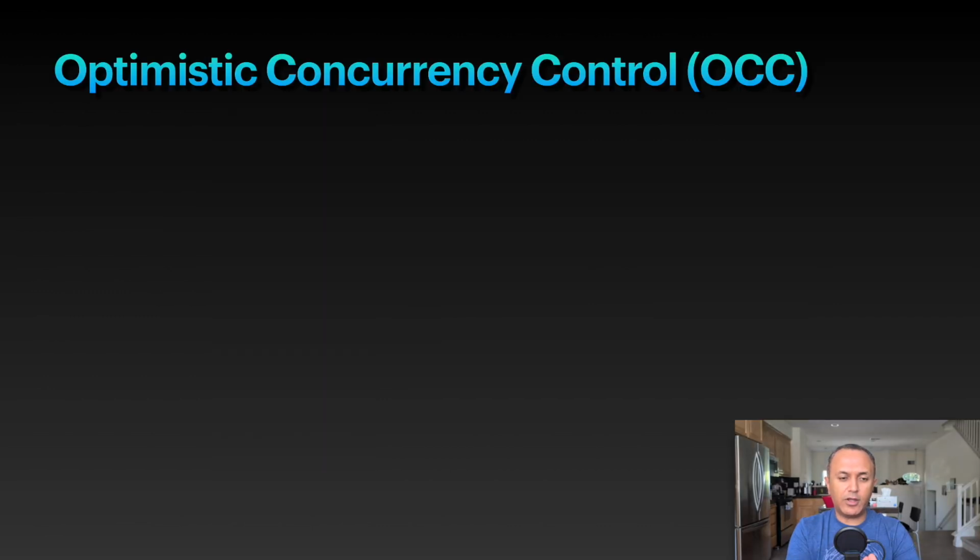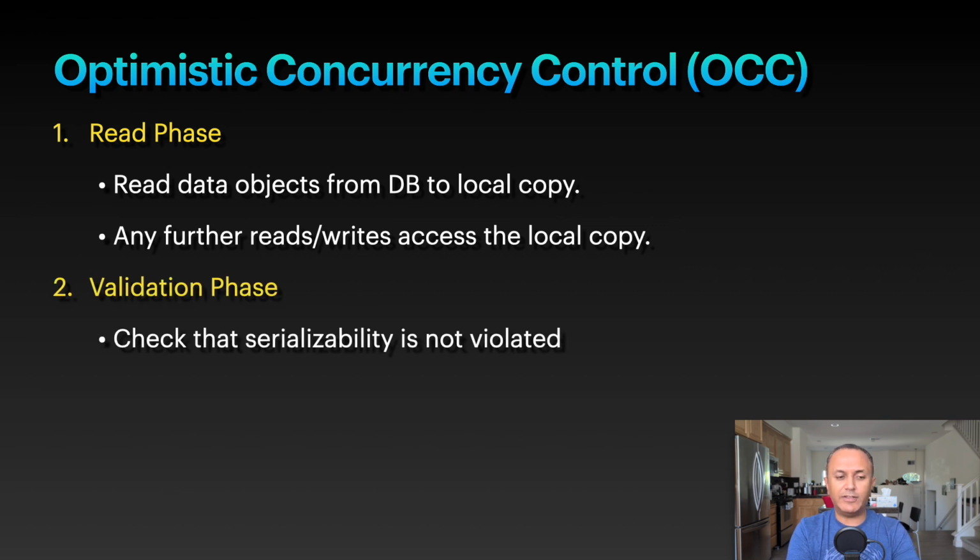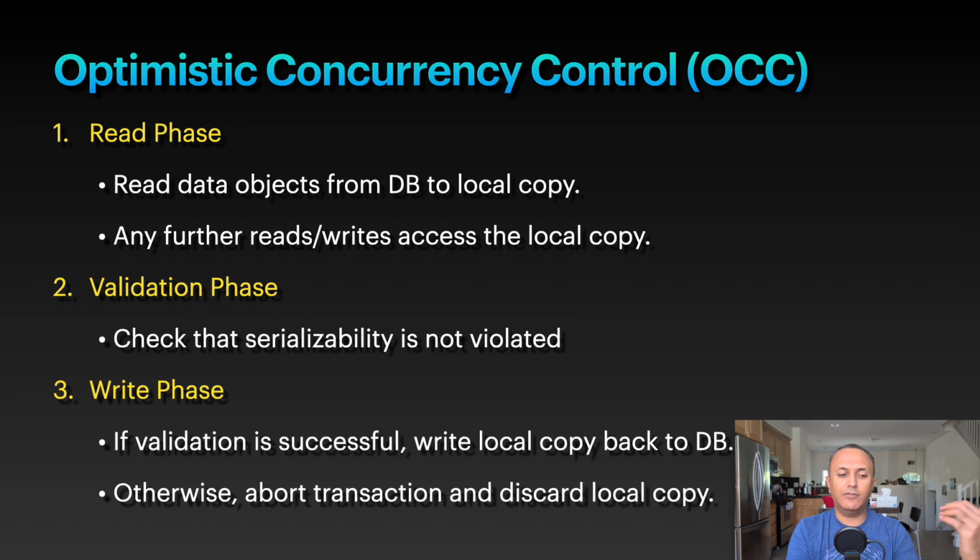So let's talk about these 3 phases again a little bit more formally. So like I said, the first phase is the read phase. This is when data is read from the database to the local copy, and then any further processing or reads or writes happen on that local copy. Next, we have the validation phase. This is where we check that the serializability is not violated. And then third, we have the write phase, in which if the validation is successful, then we write that local copy back to the database. If the validation was unsuccessful, then we abort the transaction and then we discard the local copy. We never write it back to the database.